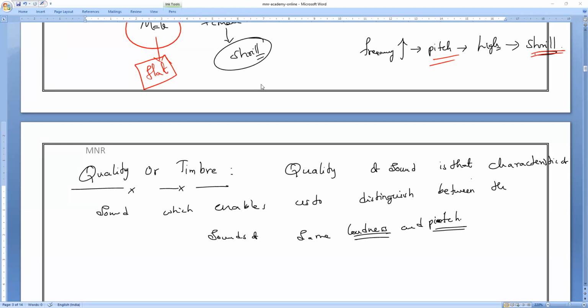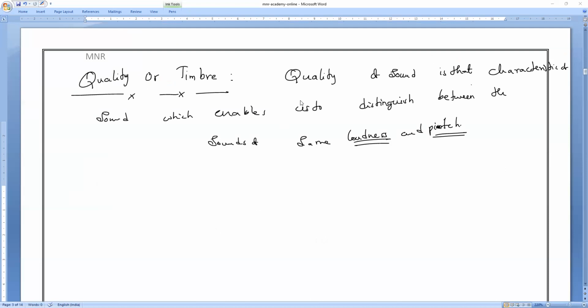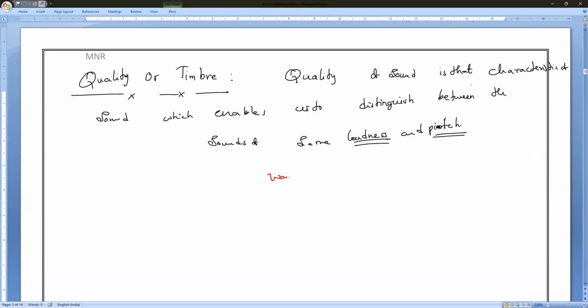Yes, sir. That is it. So then, how are you able to identify? It depends on the waveform of the sound. Sanjay, do you understand? It depends upon the waveform of the sound.